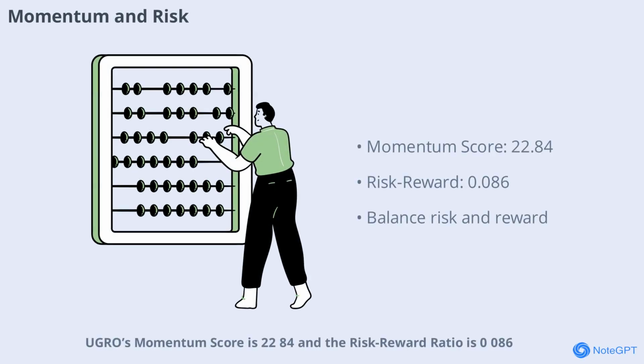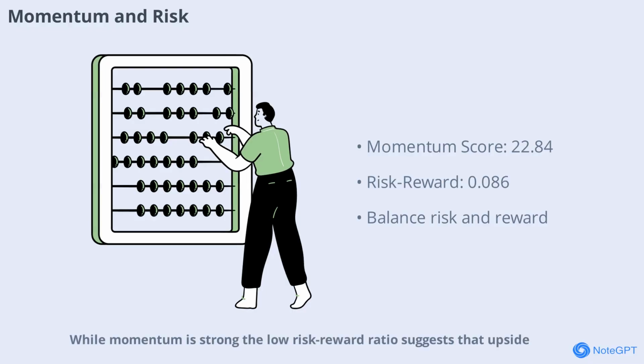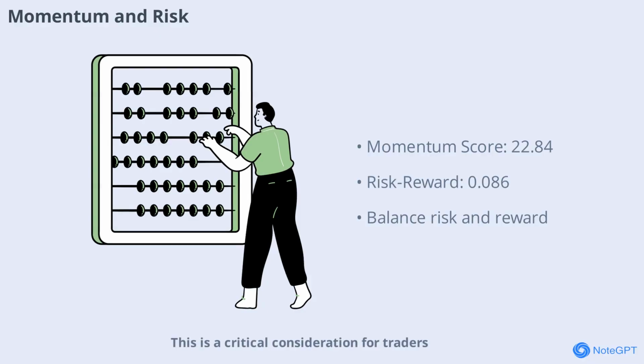UGRO's momentum score is 22.84, and the risk-reward ratio is 0.086. While momentum is strong, the low risk-reward ratio suggests that upside may be limited compared to potential downside. This is a critical consideration for traders, as chasing high-momentum stocks can be risky if the trend reverses. Always weigh potential gains against possible losses.